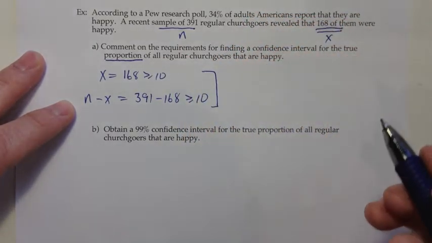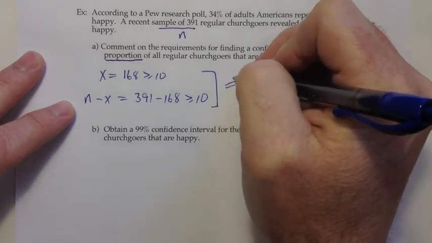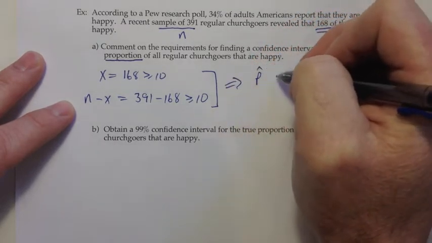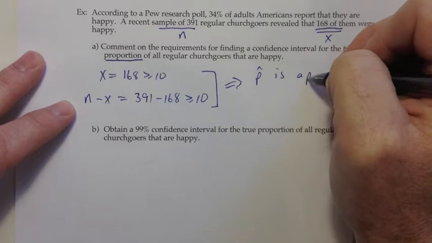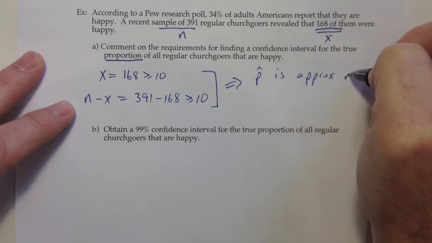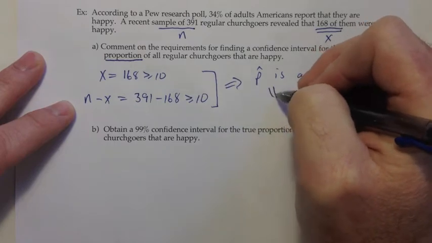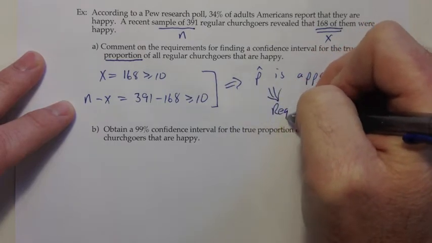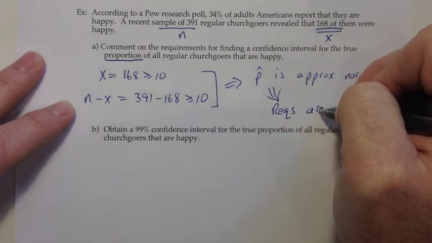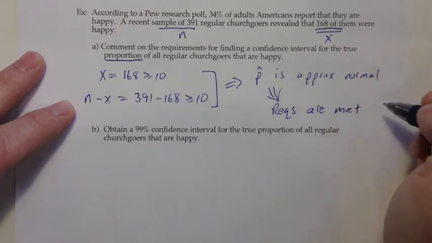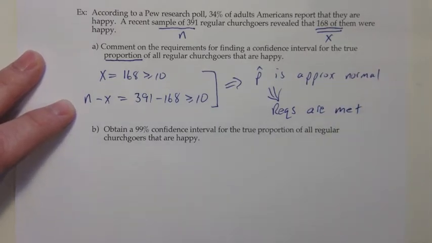So because both of those are at least 10, that implies that p hat is approximately normal. And if p hat is approximately normal, that implies that the requirements are met. So we're good to go on this one.